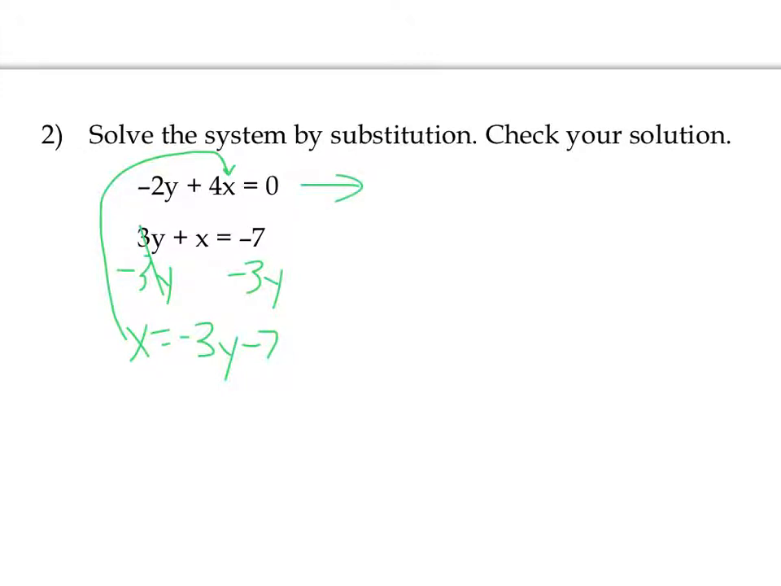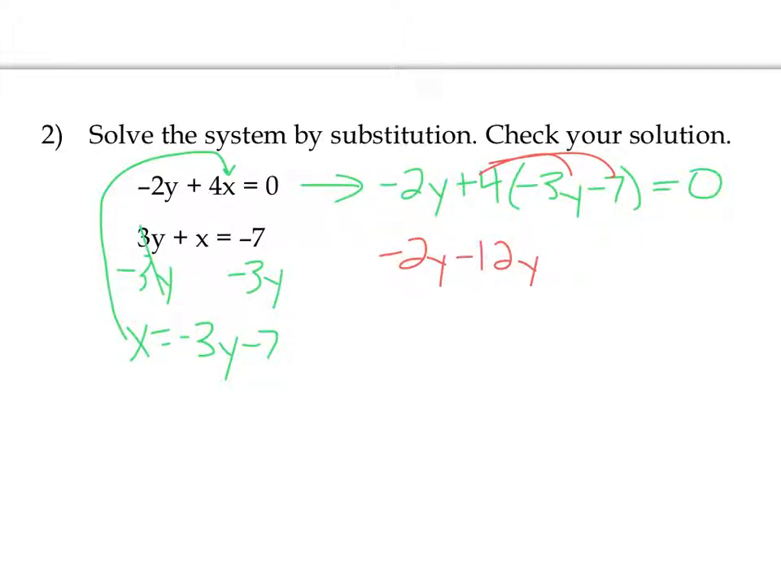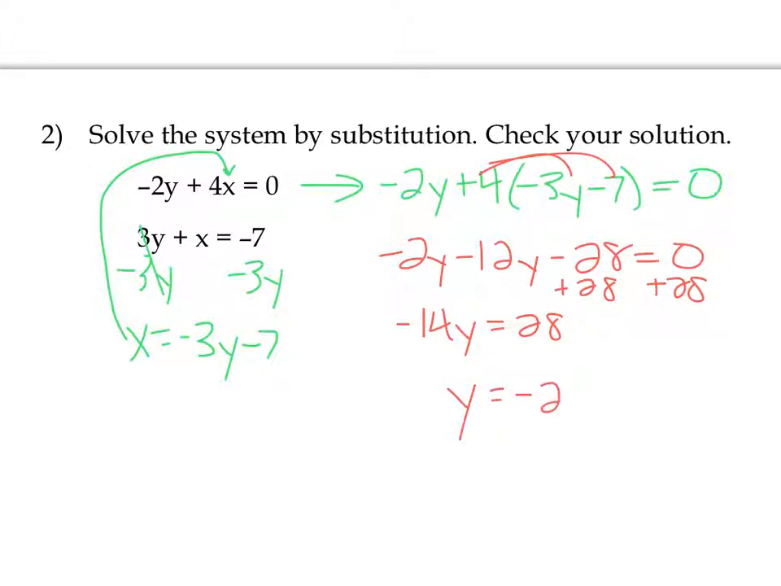So we're going to take this equation. We're going to have negative 2y plus 4 times negative 3y minus 7 equals 0. We've taken this negative 3y minus 7 and put it in here for x. So instead of 4x, we have 4 times negative 3y minus 7. And now we can solve this by distributing the 4 into the parentheses. We have negative 2y minus 12y minus 28 equals 0. That's negative 14y. We add 28 to both sides, equals 28. And if we divide both sides by negative 14, we get y equals negative 2.